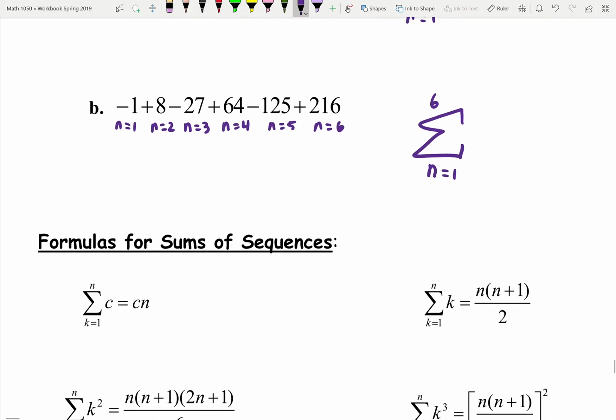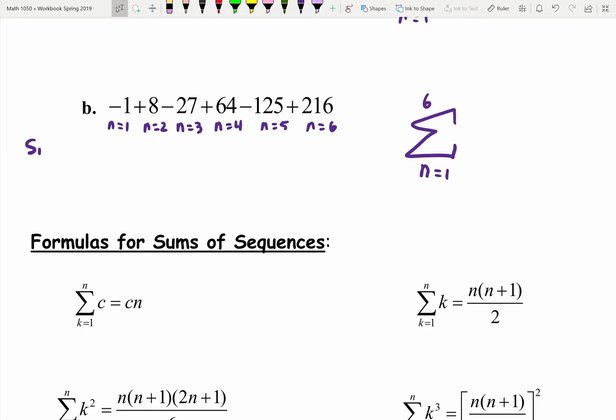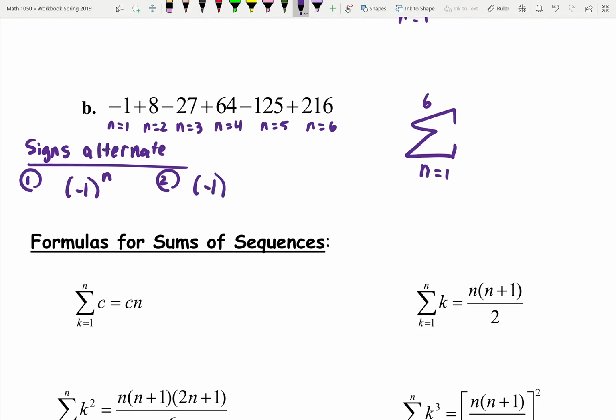So let's talk about the signs first. If the signs alternate, then to get those signs to alternate, you have two options. Here's one option, a -1 to the nth power. The second option is a -1 to the n plus 1 power. Those are your only two options. So all you have to do is figure out which one it is.